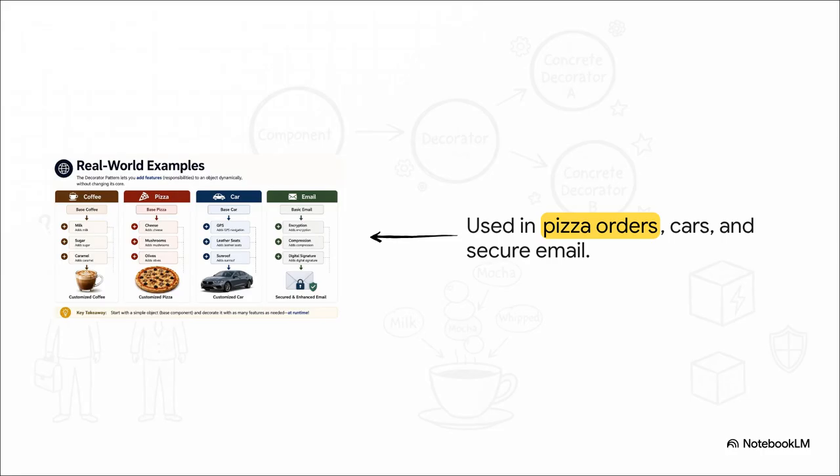And you know, it's important to know this isn't just some gimmick for coffee shop apps. This pattern is literally everywhere. Think about a pizza ordering system where you dynamically wrap a base pizza with cheese, mushroom, or olive decorators, or a car configurator where you're adding GPS, leather seats, and a sunroof at runtime. It's even huge in cybersecurity. You can take a basic email object, wrap it with encryption, wrap that with compression, and finally wrap the whole shebang with a digital signature.